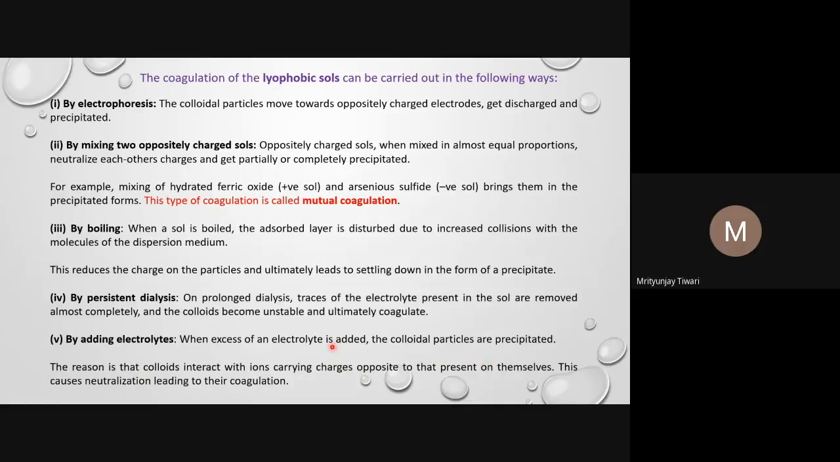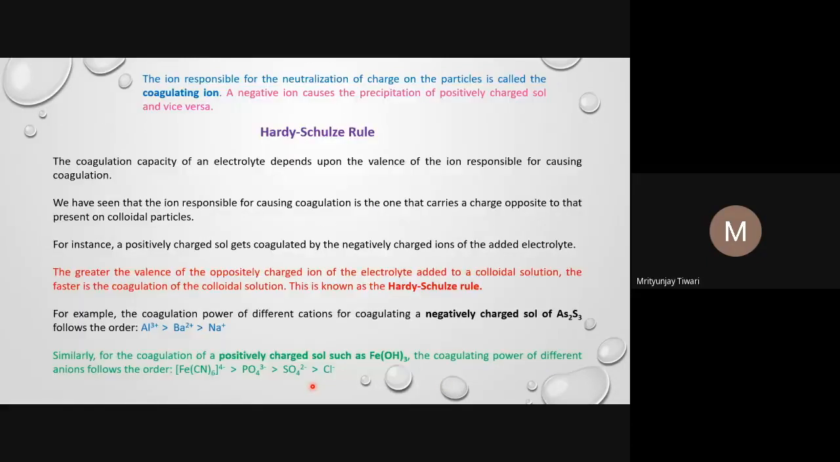The reason is that colloids interact with ions carrying charges opposite to that present on themselves, and this causes neutralization, leading to their coagulation. The ion responsible for neutralization of charge on particles is called the coagulating ion. A negative ion causes the precipitation of a positively charged sol, and a positive ion is responsible for the coagulation of a negatively charged sol, and that is why they neutralize each other.